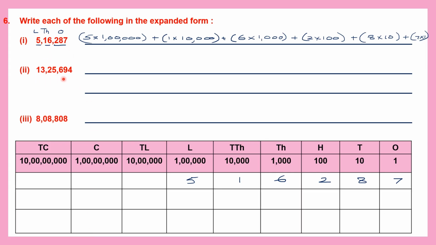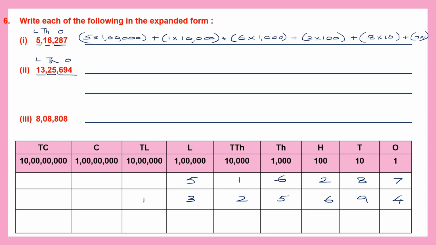So here again, 694 in the ones period. Let's write that. Then in the thousands period we have 25. In the lakhs period we have 13. So how do we write the expanded form? 1 into 10 lakh, 3 into lakhs, 2 into 10,000, 5 into 1,000, 6 into 100 plus 9 into 10s plus 4 into 1. So let's write that.